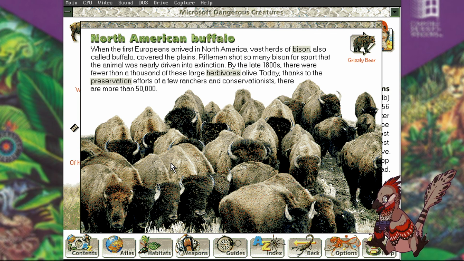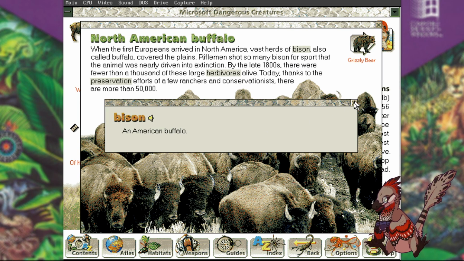North American buffalo. When the first Europeans arrived in North America, vast herds of bison, also called buffalo, covered the plains. Riflemen shot so many bison for sport that the animal was nearly driven to extinction. By the late 1800s, there were fewer than 1,000 of these large herbivores alive. Today, thanks to the preservation efforts of a few ranchers and conservationists, there are more than 50,000. Well, let's see what they have to say about bison, herbivores, and preservation then.